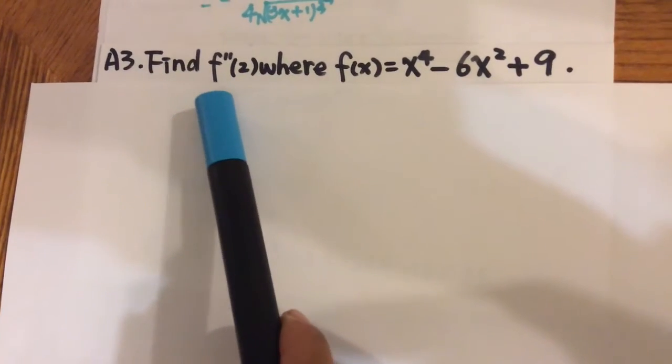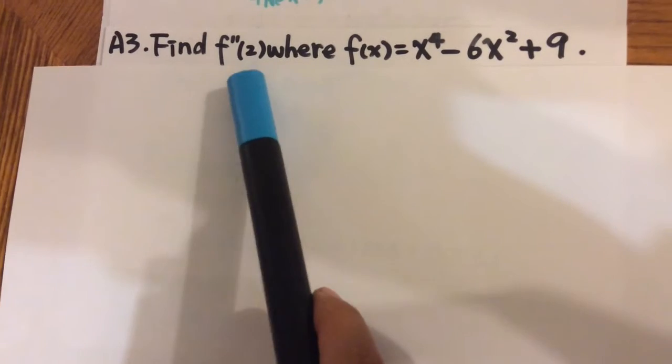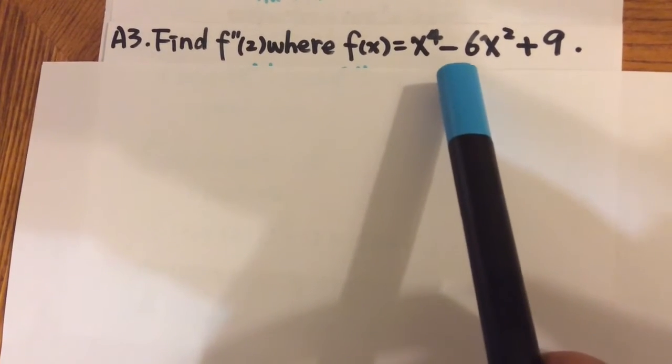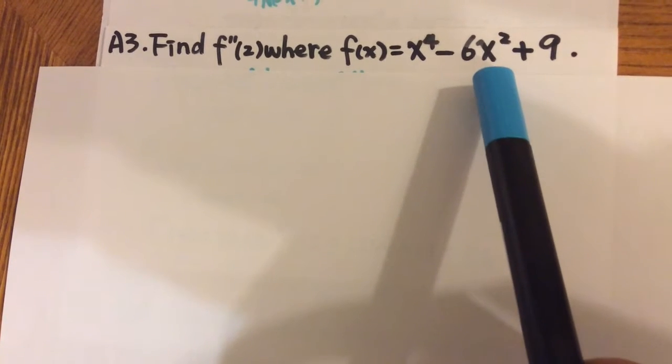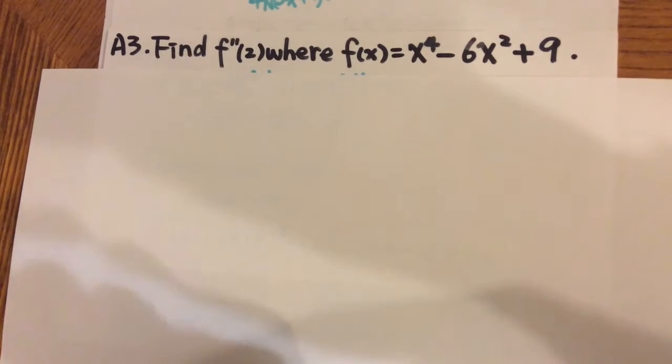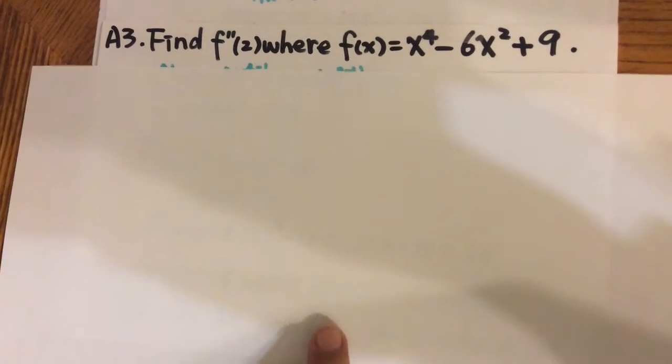Find f double prime of 2 where f(x) equals x to the power of 4 minus 6 times x to the power of 2 plus 9. So this is really simple. We just use the power rule.